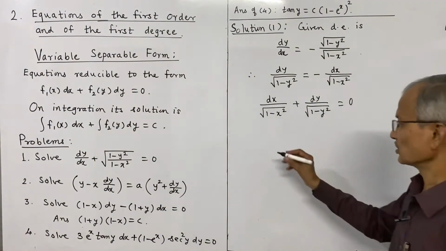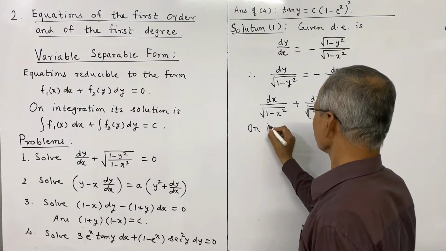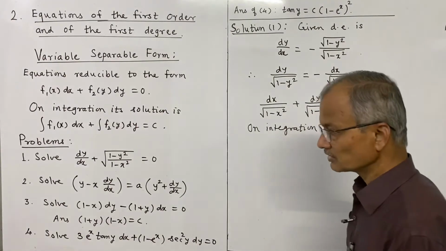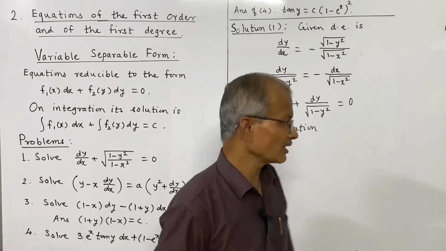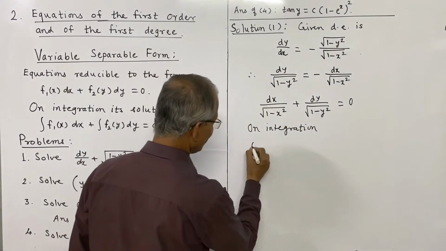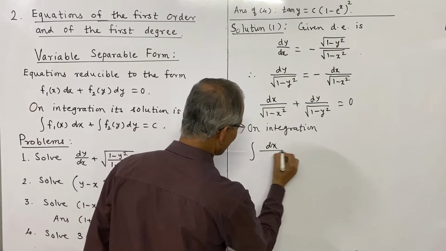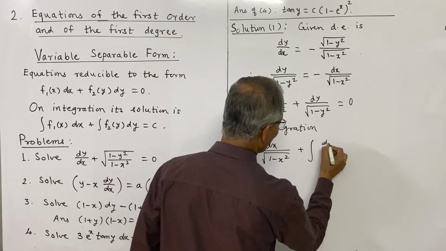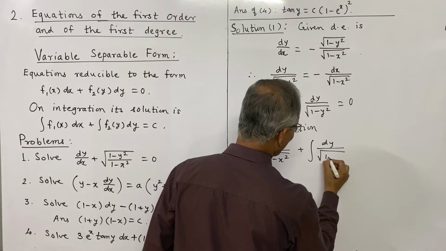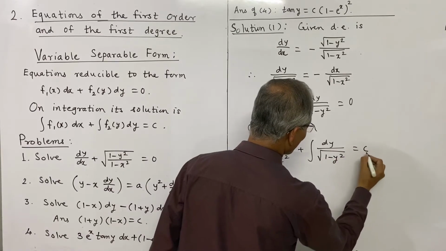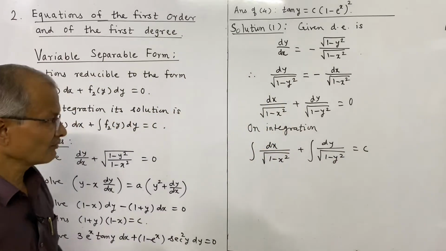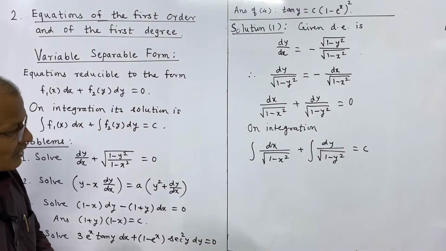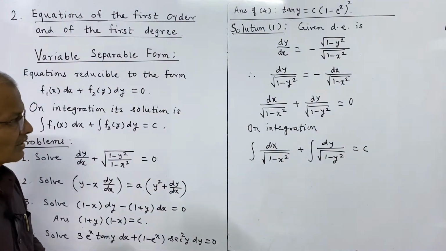Now on integration, we write the symbol of integration: integral dx divided by under root of 1 minus x square plus integral of dy divided by under root of 1 minus y square, and we should write the constant of integration when we integrate. At the step where we integrate, we have to add the constant of integration on either side.